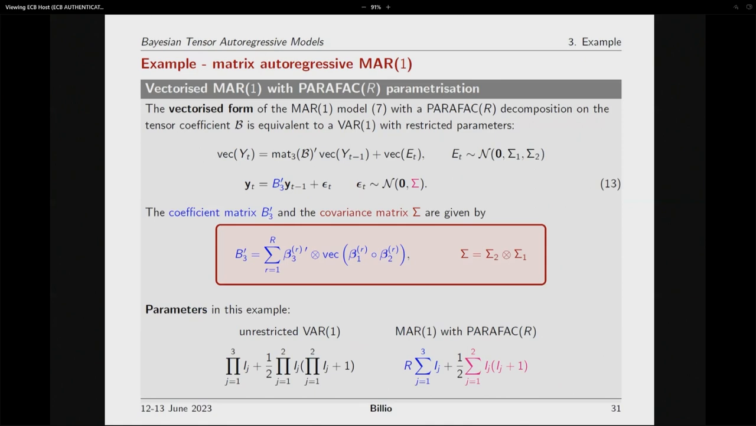Here is the example of the vectorized form of the matrix autoregressive of order one.